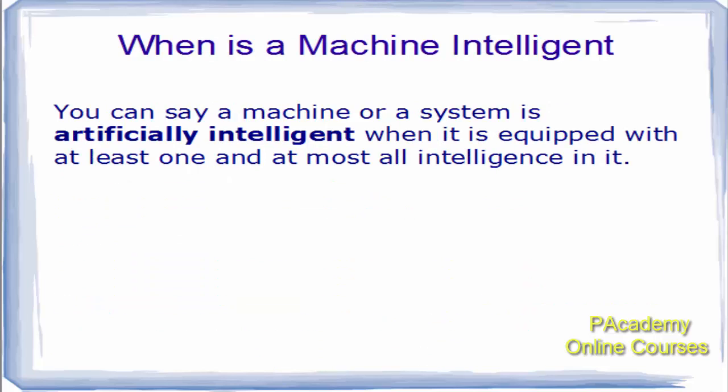Next is, what is machine intelligence? When is a machine intelligent? You can say that a machine or a system is artificially intelligent when it is equipped with at least one and at most all intelligences in it.